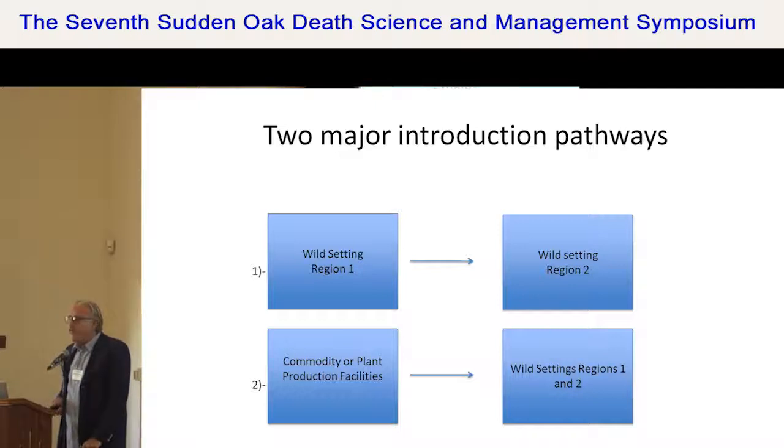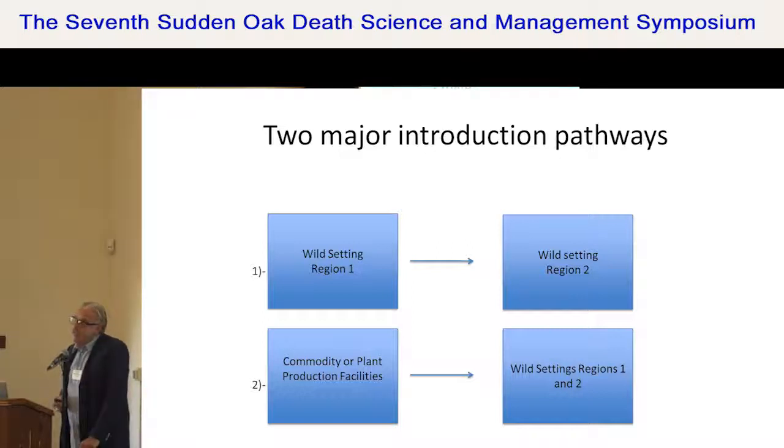And when we think about introductions, we normally can split introduction in two major pathways. One is a pathway where a pathogen is inadvertently moved from the wild or from a quasi-wild situation in one region of the world and then is moved directly into another region of the world. And of course, in that instance, we're talking about the creation of a new pathosystem, where there is obviously lack of co-evolution between the host and the pathogen.